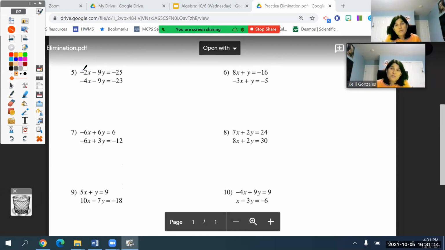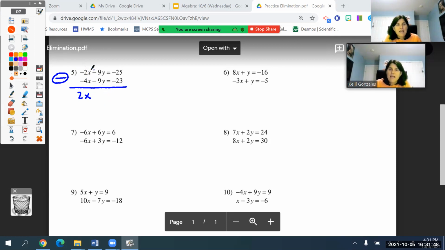I could multiply by 2, but before I do that, I notice that my y's are both negative 9s. So they're the same number, but they're not opposites. So instead of adding them, that would give me negative 18. I'm actually going to subtract them. Here's where you may want to use your calculator because you got to remember these positives and negatives. So negative 2 minus negative 4 is going to give me a positive 2x. Check it in your calculator if you need to.